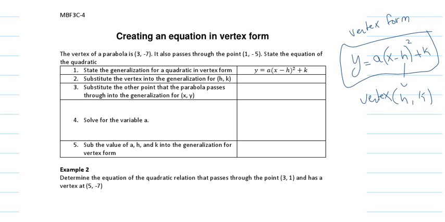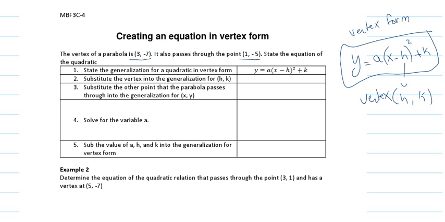Now, what happens if I am given this information? The vertex of the parabola is 3 and negative 7. It also passes through the point 1, negative 5. The question is, state the equation of the quadratic. So they've given you a vertex and a point, and they want you to find the equation. All right? So they want you to find out what a is, what h is, what k is.